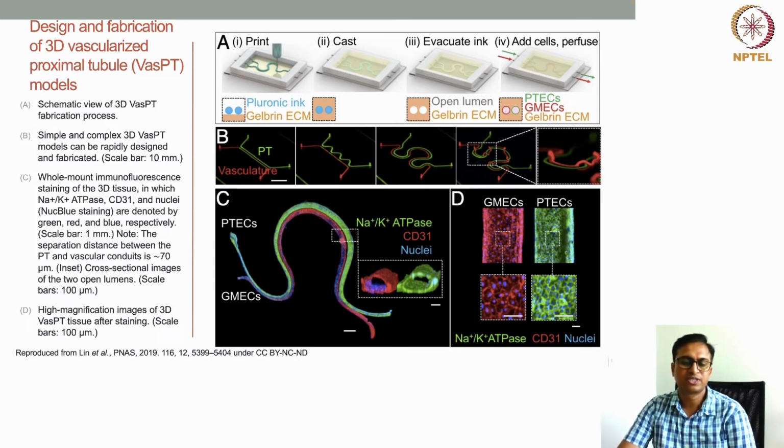CD31 is for the endothelial cells, and the nucleus is stained as well. So this is the endothelial channel, the vascular channel, and this is the proximal tubule channel. These two cell types are sitting next to each other. This is a further magnification. This is the channel they have presented, and the separation between the PT and vascular channels is only 70 microns. So that is how fine a closed loop they have recreated, and it also shows the high magnification of the structure.